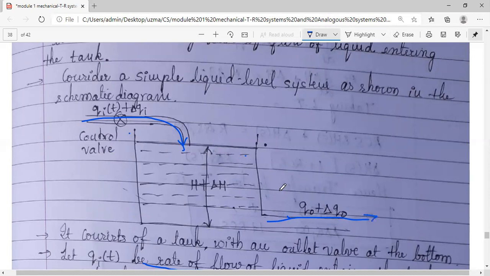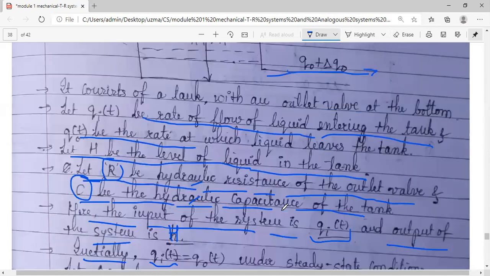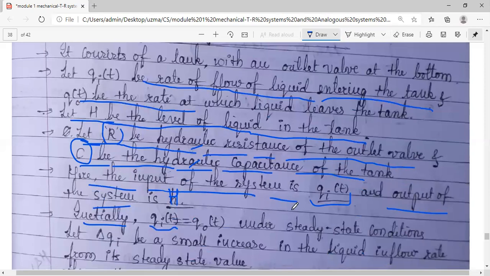We call this a steady state, right? Steady state condition. Nothing else will affect this system; no other parameters will affect it. Simply, the rate at which the liquid is entering into the tank is equal to the rate at which it is going out. That is your initial condition. Initially we are assuming this is the case.